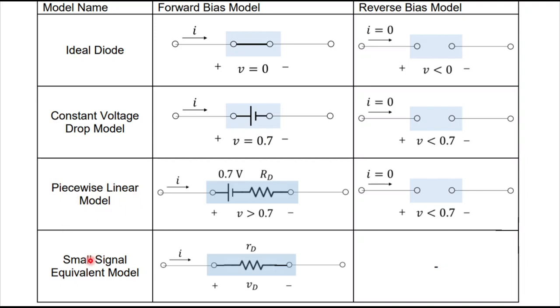There is one more model which is called the small signal equivalent model, which is only used when the voltage across the diode is a fixed value but has small changes riding on that fixed value. Okay, and we will take a look at that model in one of the later videos.